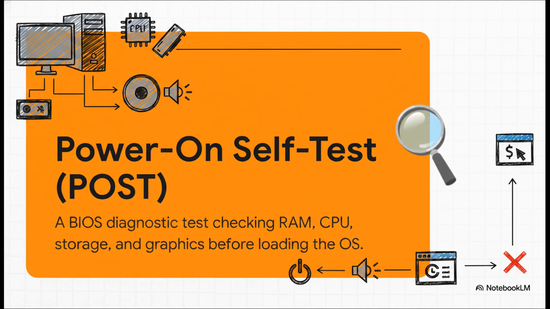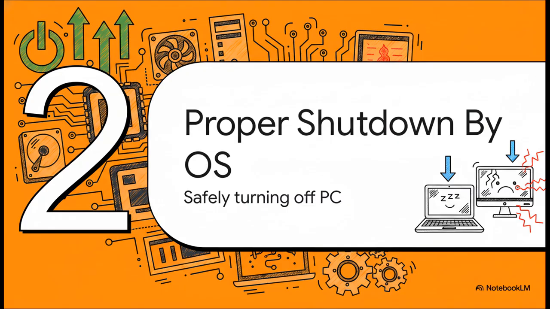Okay, so I mentioned the POST check. That stands for Power On Self-Test. Let's break this down simply. You know that little beeping sound you sometimes hear when your PC starts? That's the POST check in action. It's essentially your computer's BIOS running a lightning-fast diagnostic test on your RAM, CPU, storage drives, and graphics card. If everything is good to go, the OS loads. If there's a hardware issue, those beeps are actually a code warning you that something's wrong. Pretty smart, right? Moving on to part 2.